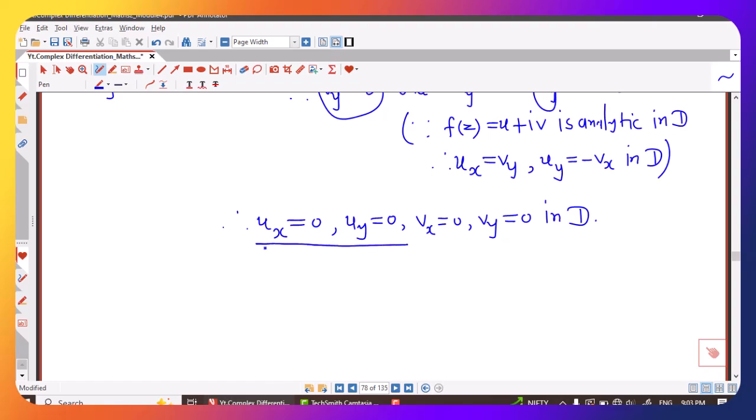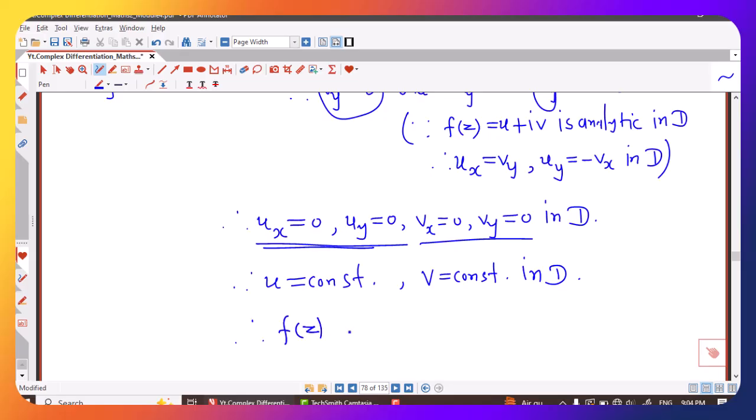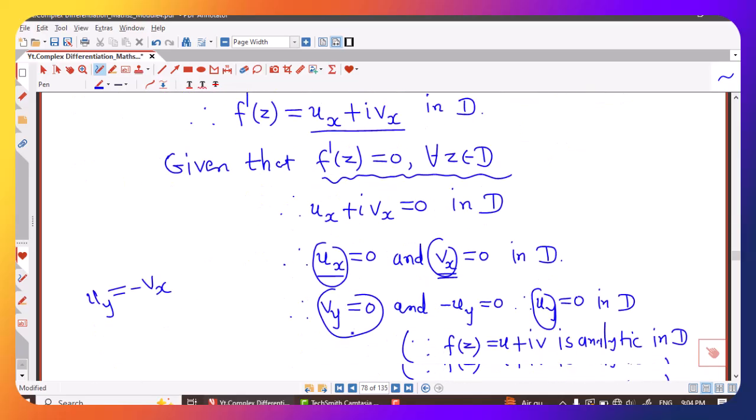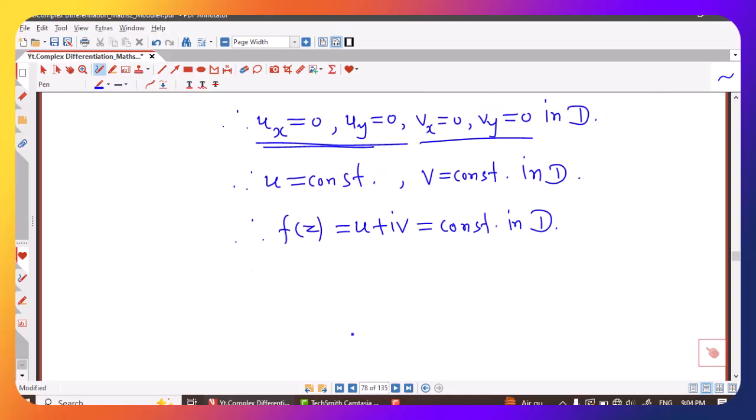This implies that u is constant in domain D, and this implies that v is constant in domain D. And if u and v are constant, then f of z equal to u plus iv is also constant in domain D. So what have we proved? If a function is analytic in a domain D and if the derivative of the function is 0 at every point in domain D, then f of z is constant in domain D.